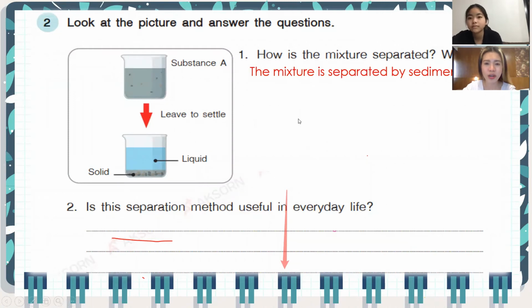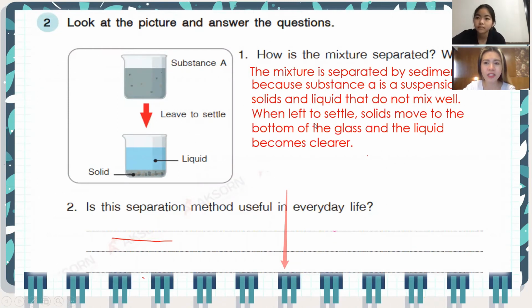The mixture is separated by sedimentation because substance A is a suspension of solids and liquid that do not mix well. When left to settle, solids move to the bottom of the glass and the liquid becomes clearer. Okay, did you understand that? Yes or no?